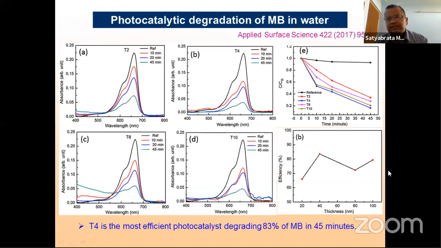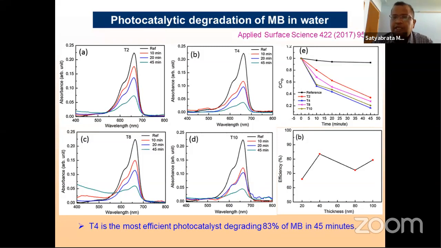And these coatings are tested for various pollutant degradation driven by sunlight. And we see that thickness does have a say in deciding the photocatalytic activity. And the 40 nanometer thick TiO2 film, which is a thin film coating, is the most efficient photocatalyst and degrades 83% of this methylene blue in only 45 minutes.